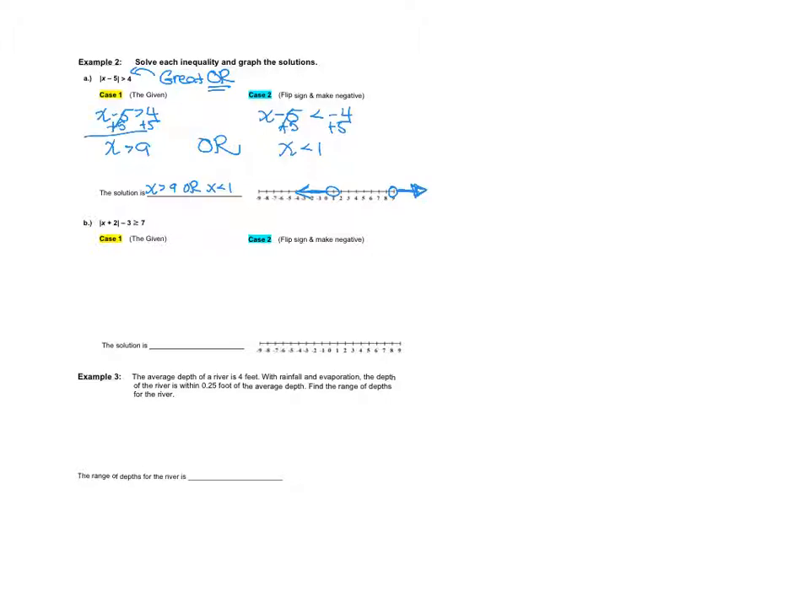Okay, in example 2b, I want to isolate those bars first. I'm going to add 3 to both sides. And so now I have absolute value of x plus 2 is greater than or equal to 10. It's still a greater than. It's an or statement. Okay, so I can write my two cases. X plus 2 is greater than or equal to 10, and x plus 2 is less than or equal to negative 10. Subtract 2 from both sides. X is greater than or equal to 8, or x is less than or equal to negative 12.